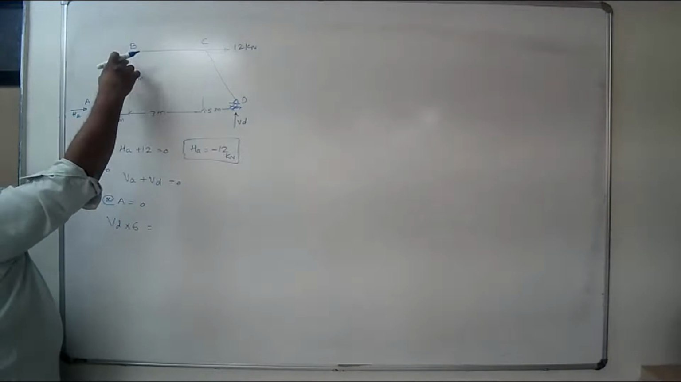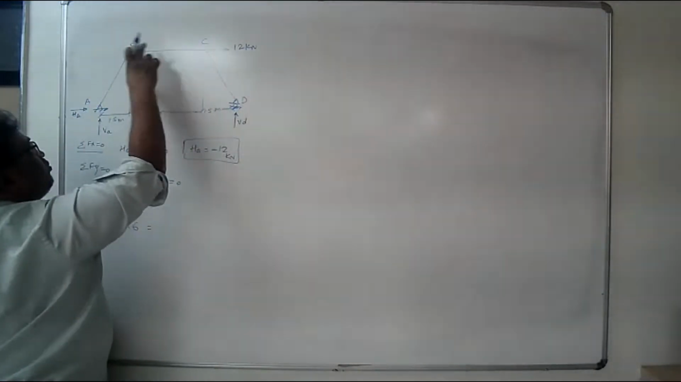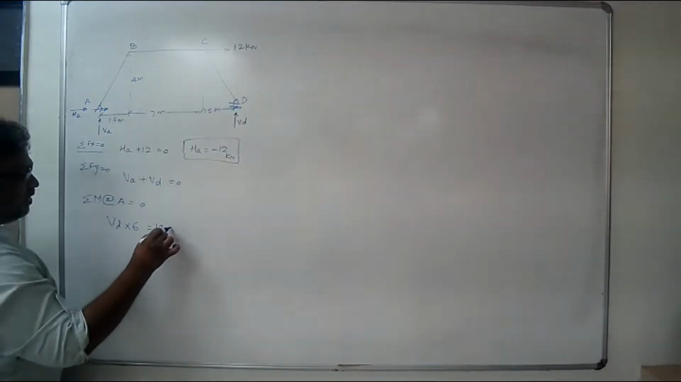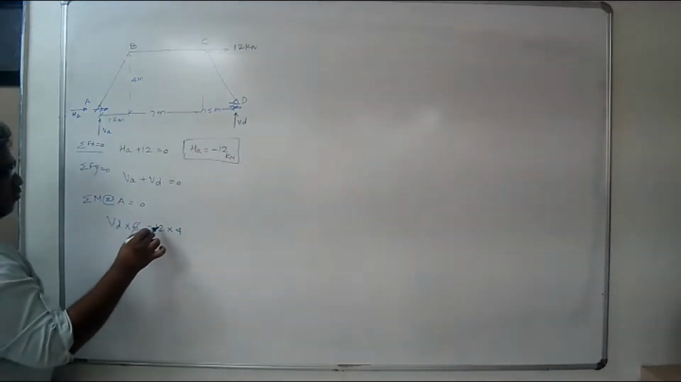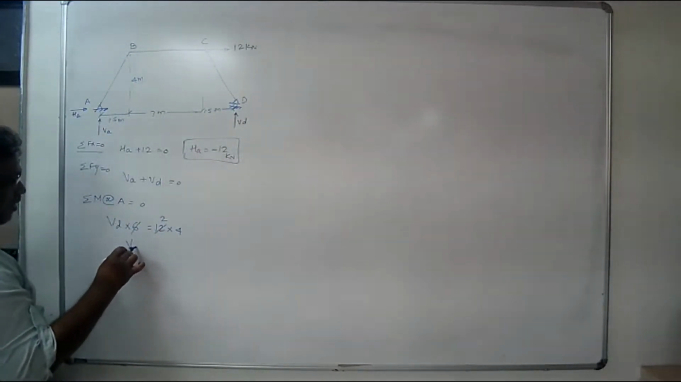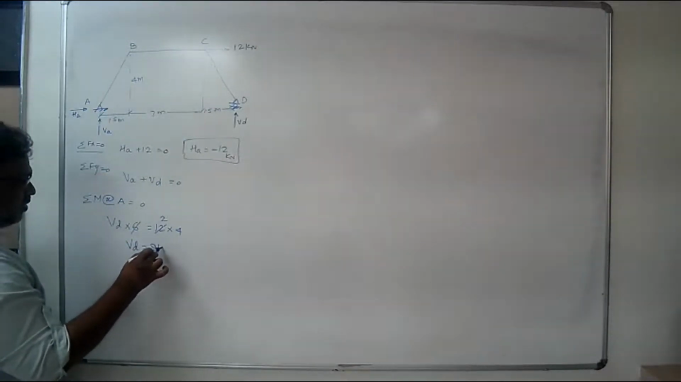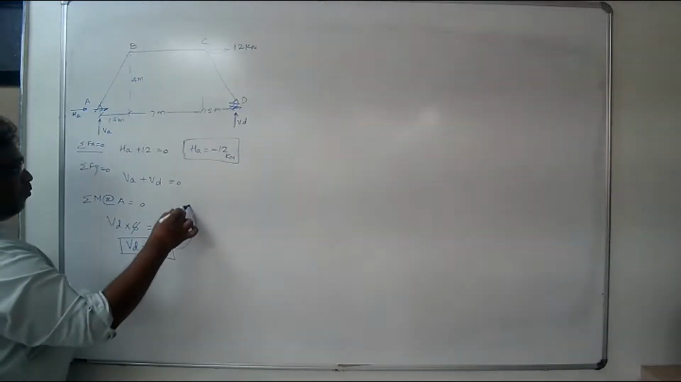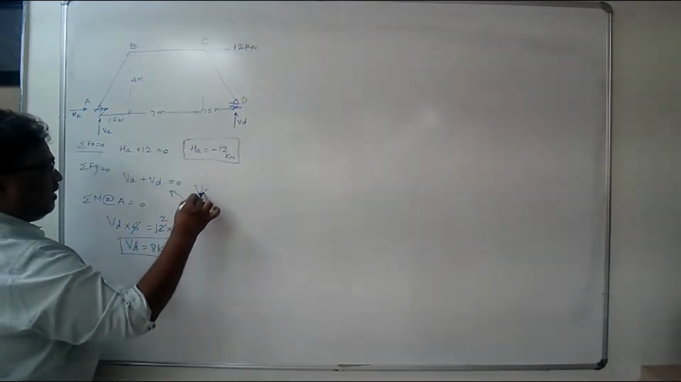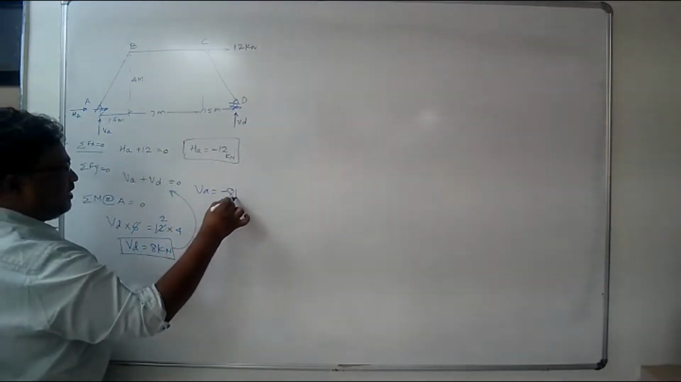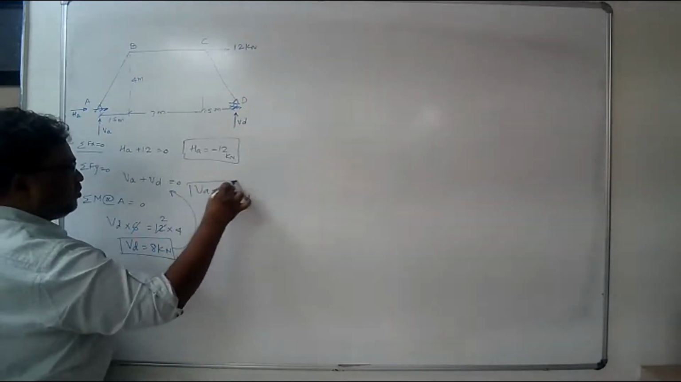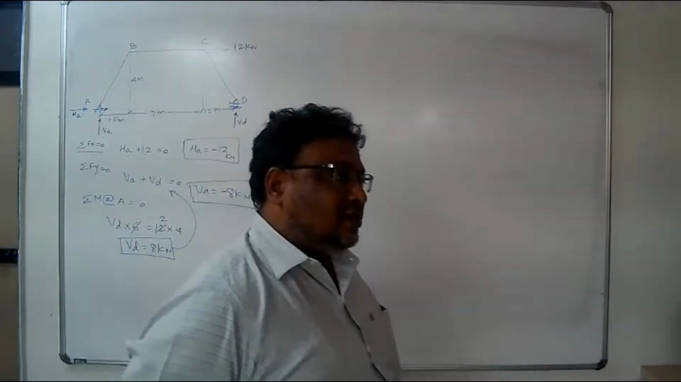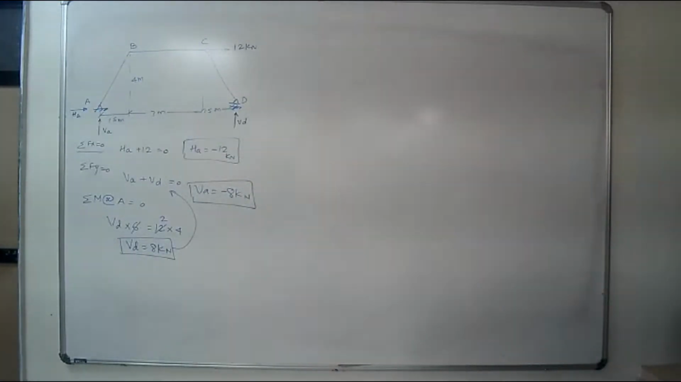This vertical distance is 4. This is the line of action of force 12, and this vertical distance is 4. So the moment is clockwise, 12 multiplied by 4. So 4 ones are 4, 4 twos are 8. The value of VD is equal to 8 kilonewton. Now putting this in the equation here, you will get the value of VA is equal to minus 8 kilonewton. Is it okay? So this is how we can have the support reactions. Is it right?